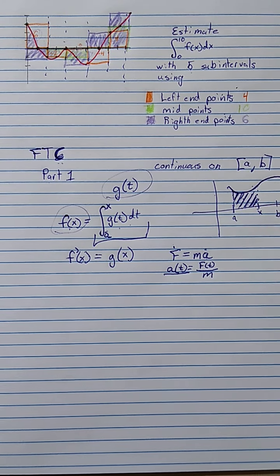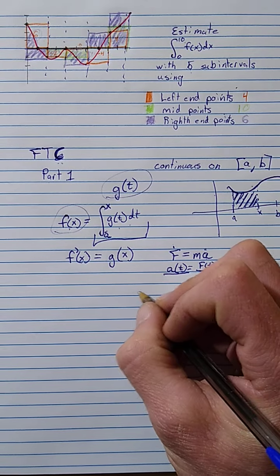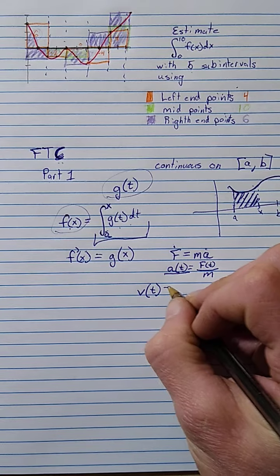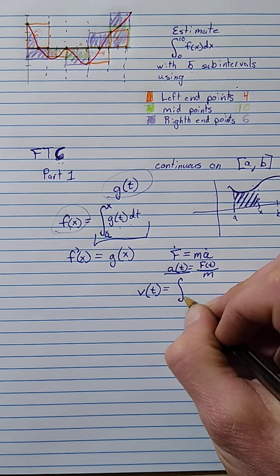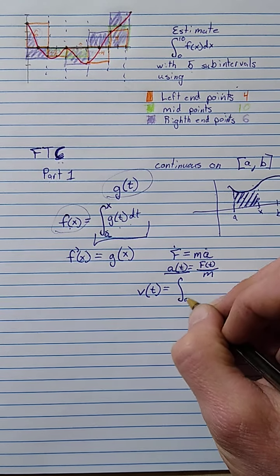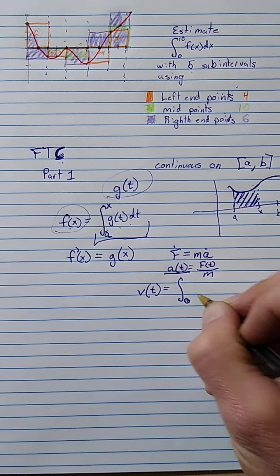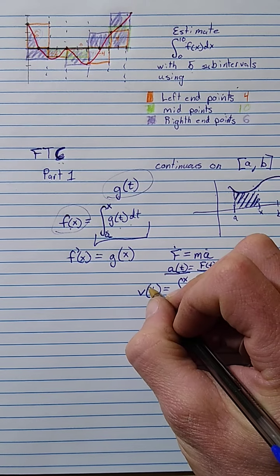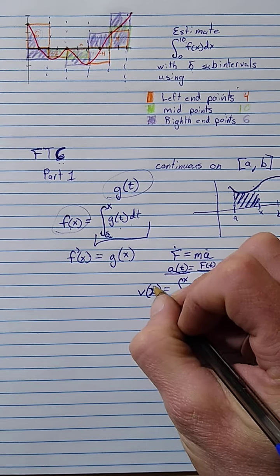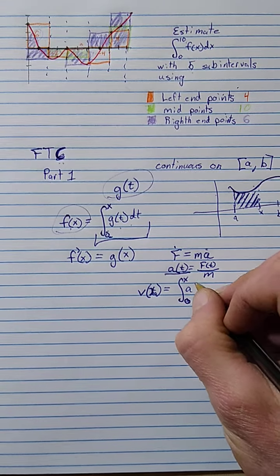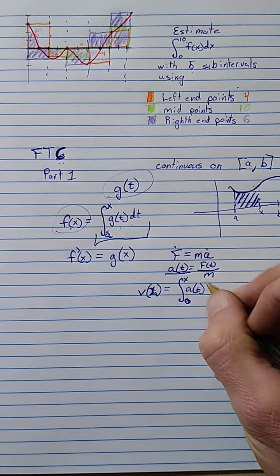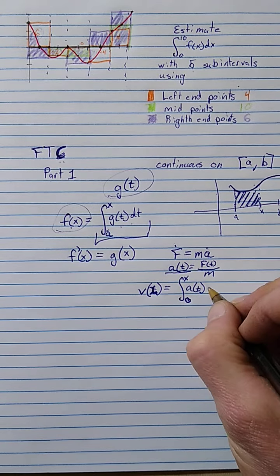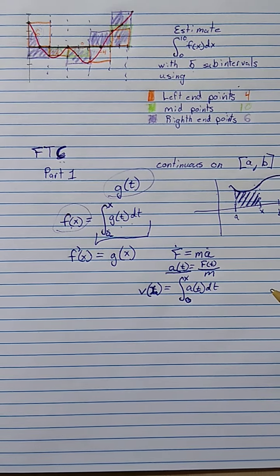I then can say, oh, well, there exists some function. We'll usually call it v, equal to the antiderivative. Here we'll say from 0 to x, V of x, a of t. Very important we keep all our variables straight. This x, that x, this has a t, dt.